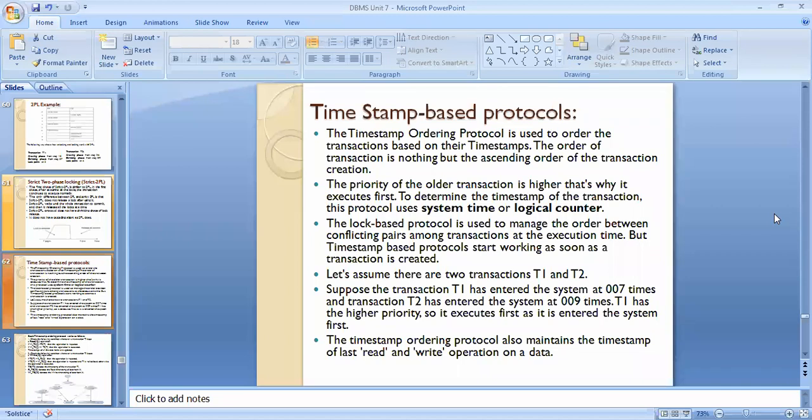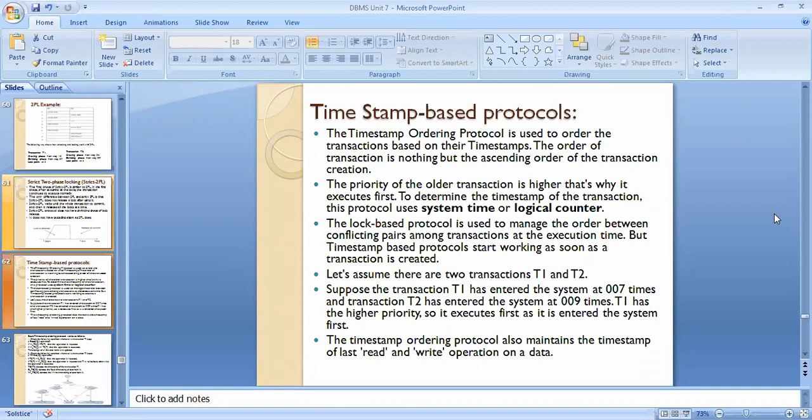To determine the timestamp of the transaction, the protocol uses the system time or a logical counter. How to apply the timestamp? For that, we are using two timestamps. It uses the system time or logical counter for that.